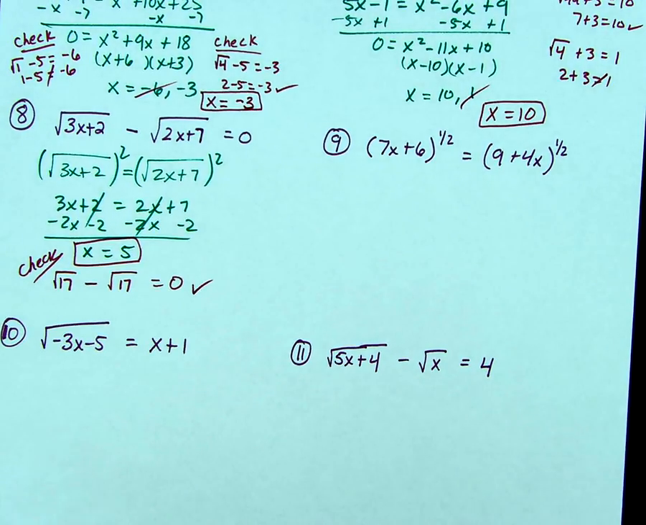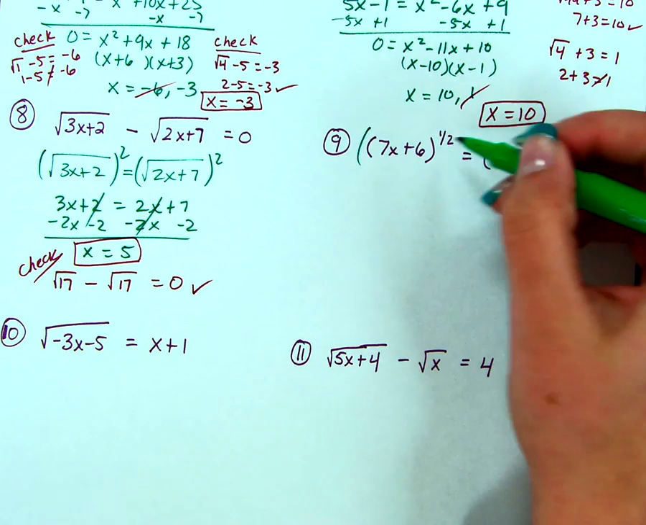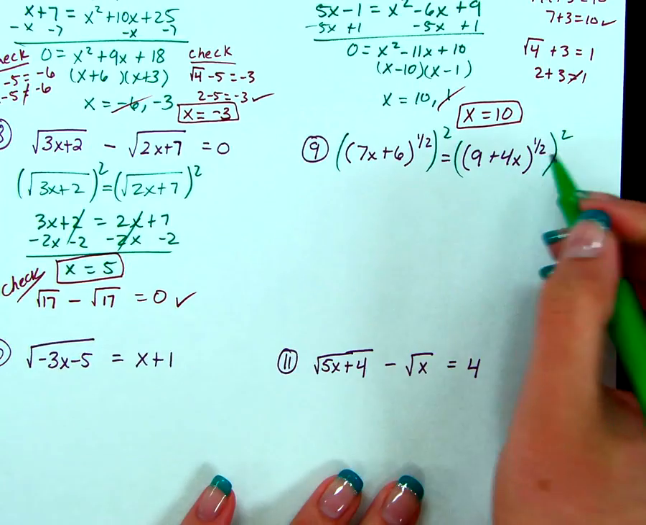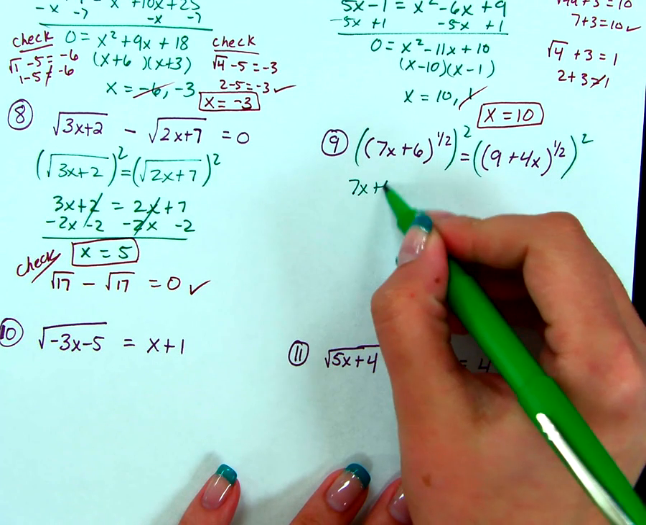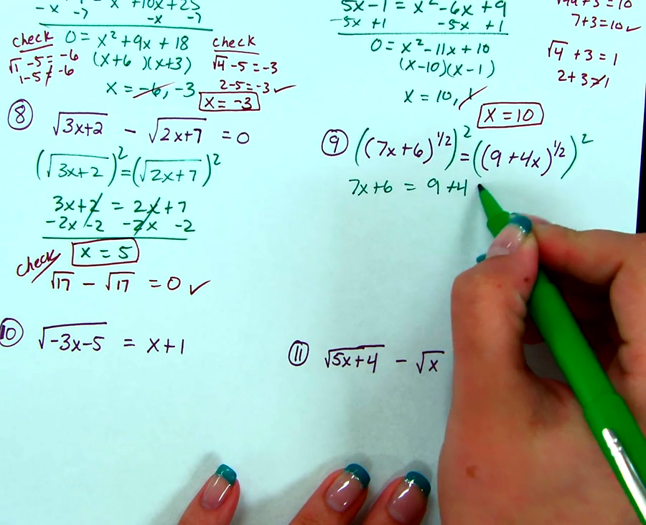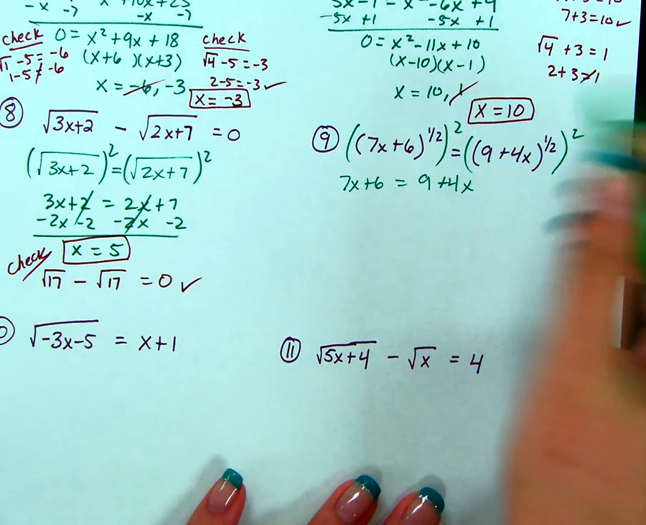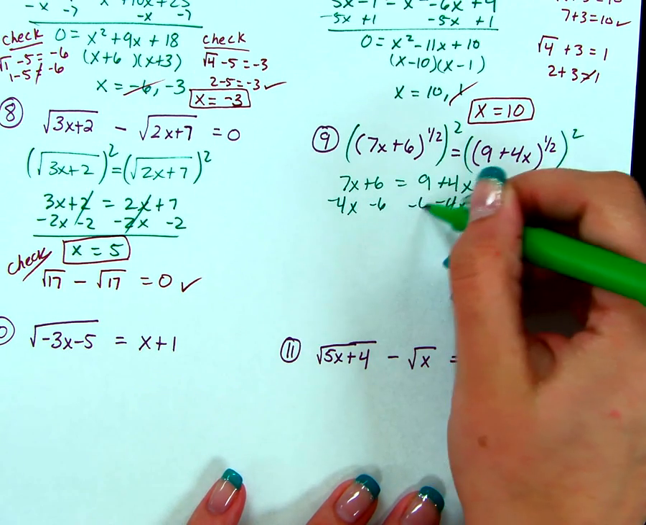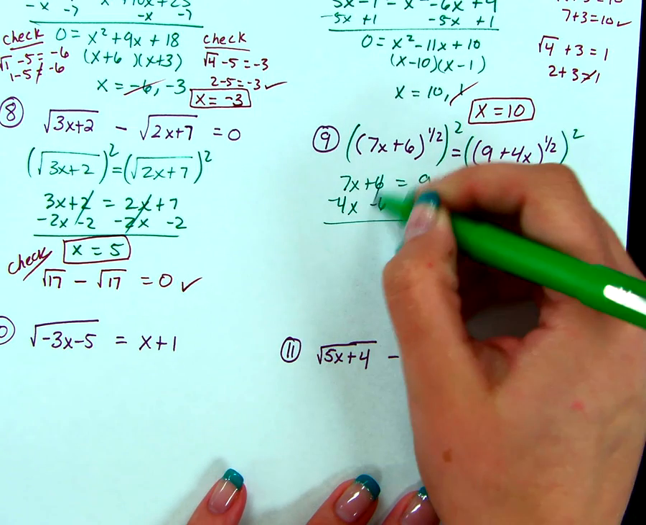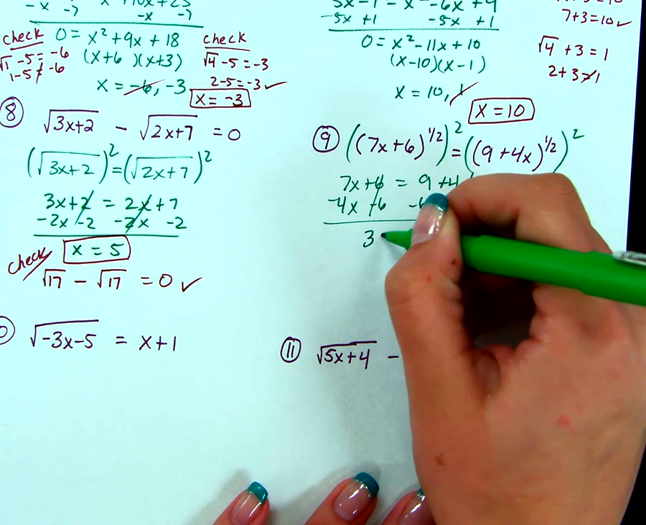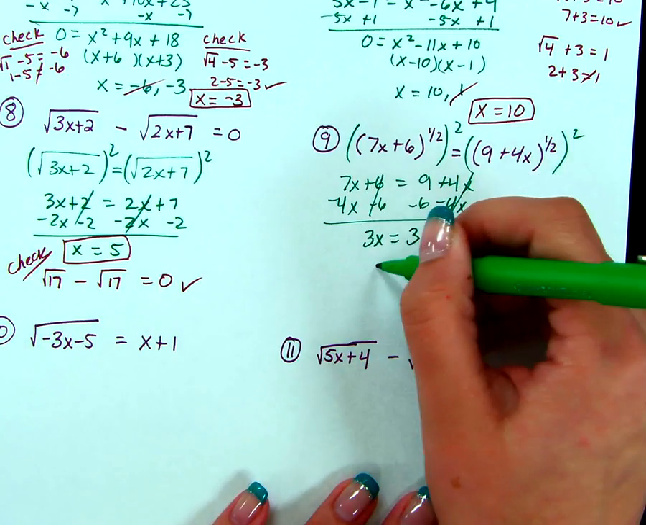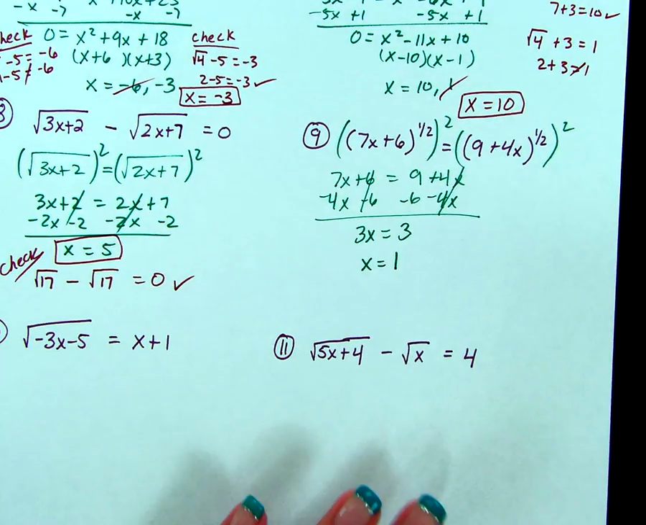On the next example, we have it to the 1/2, so again that's a radical. So that means that I can just square both of these. And again, that's going to cancel each of them out. So 7x plus 6 equals 9 plus 4x. And then we're just solving for x, so I'm going to subtract 4x. And at the same time, I'm going to subtract the 6. So 7x minus 4x will be 3x equals 9 minus 6 is 3. And then we would divide to get x equals 1.